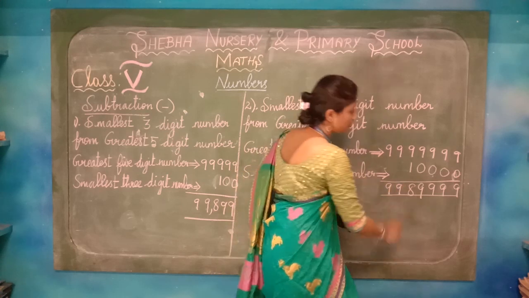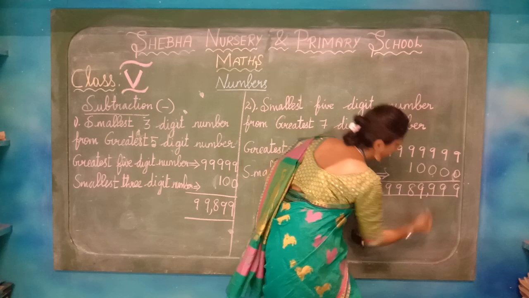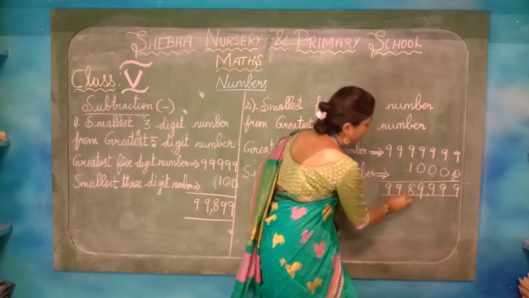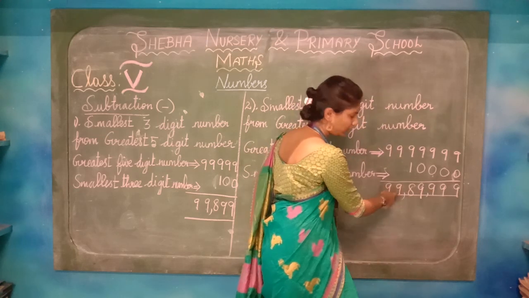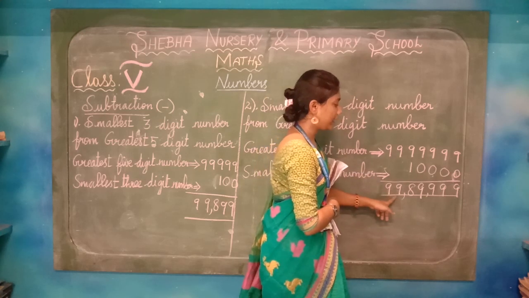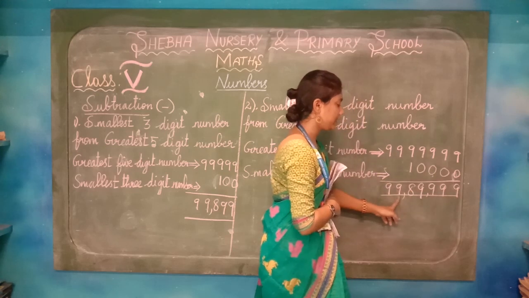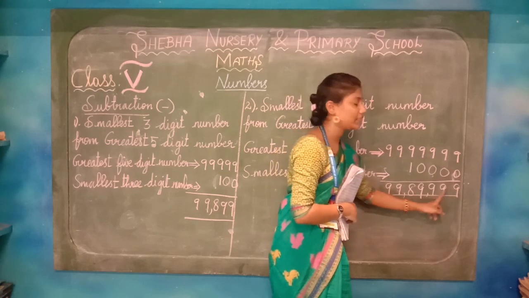So you have to put the commas. Ones, tens, 100, put the commas. 1000, 10,000, you have to put the commas. Lakh and 10 lakh. So we get the answer from 99 lakhs. Sorry, 99 lakhs 89,999.